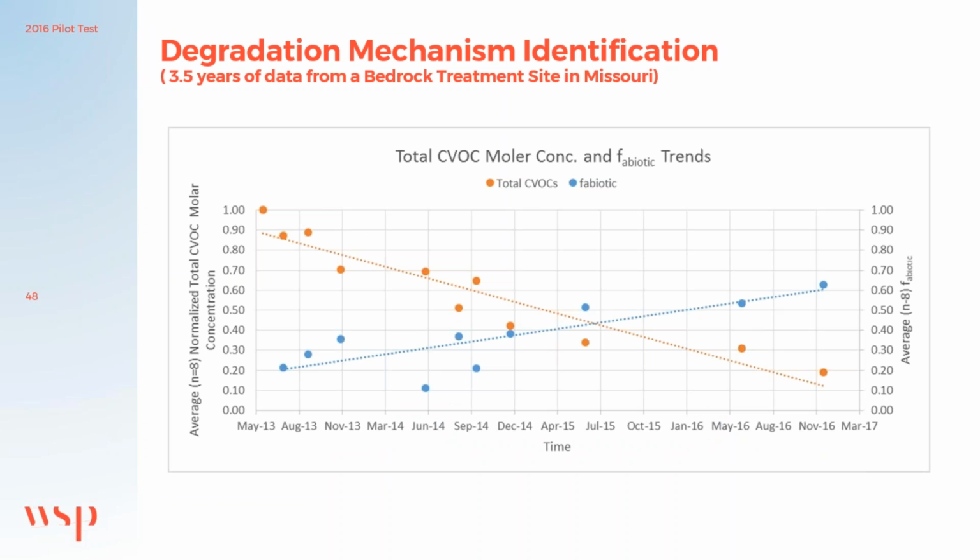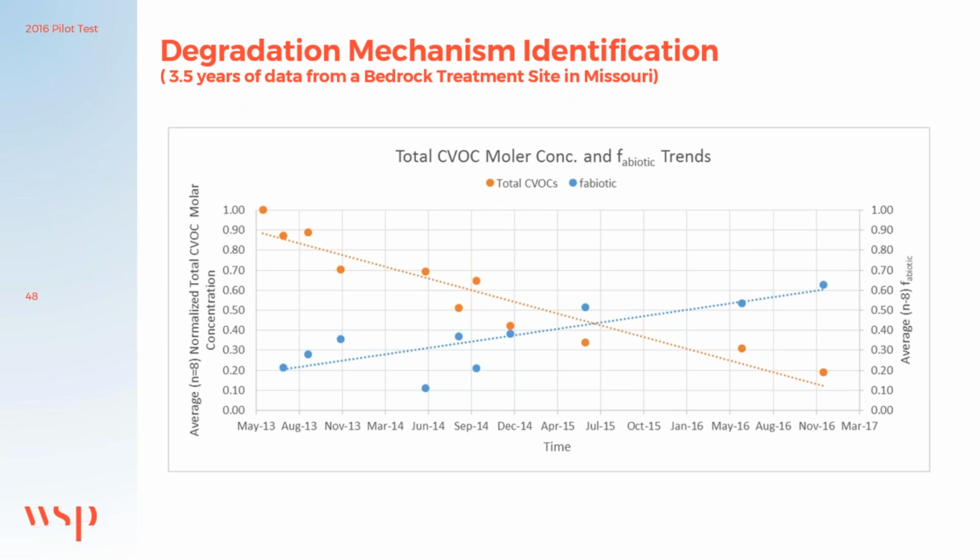Here's a plot of performance monitoring data over a 3+ year period from another combined bio plus biogeochemical treated bedrock site. The plot shows, in orange, average total molar VOC data. This was averaged over 8 different samples and normalized to baseline concentrations. The F-abiotic calculation results are presented in blue. The VOC data shows a strong decreasing concentration trend, over 80% overall.